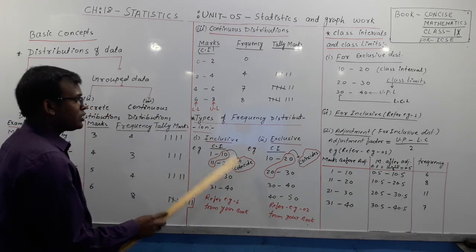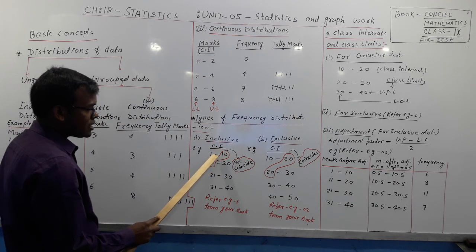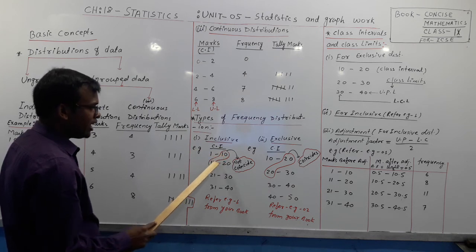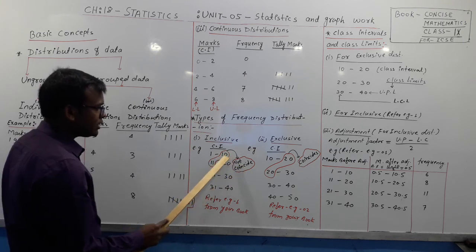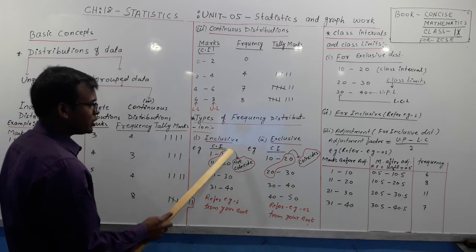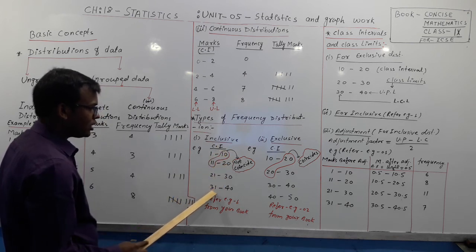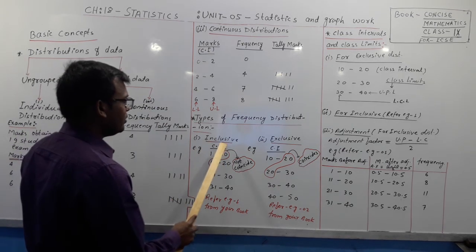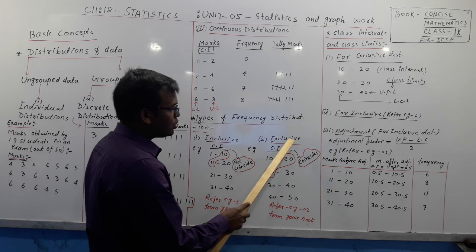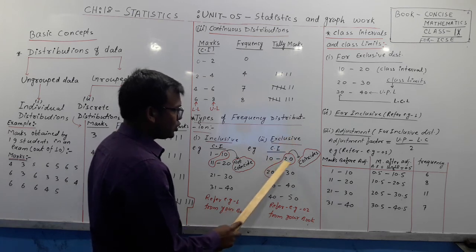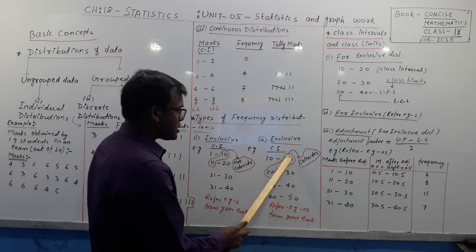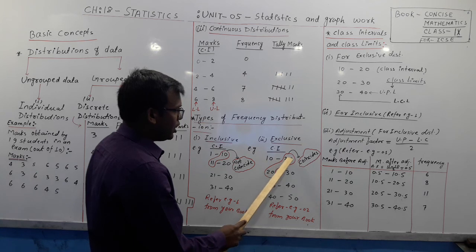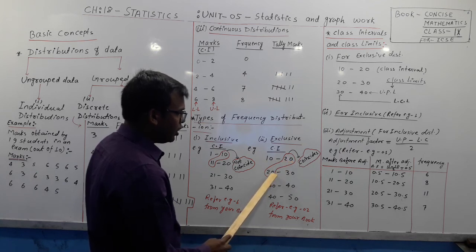Why is it called inclusive distribution? The upper limit of the first interval and the lower limit of the next one are not common, that means they do not coincide. That's why this is called inclusive distribution. Here also 20, 21, 30, 31. In case of exclusive distributions, see 10 to 20, 20 to 30, 30 to 40, 40 to 50. The upper limit of the first class interval is 20 and the lower limit of the second class interval is also 20.